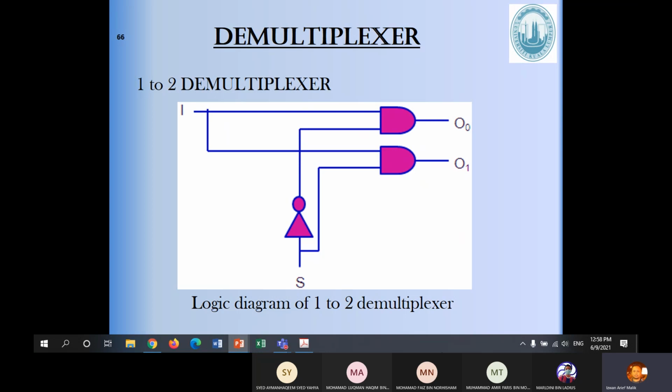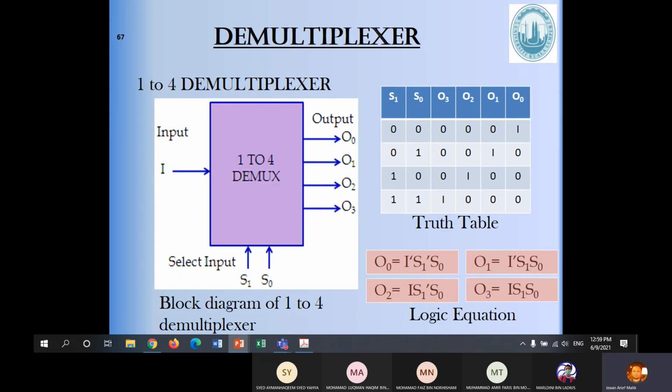Okay, so basically macam itulah cara you lukis logic diagram dengan workflow. Okay, 1 to 4 demarks. So you have 4 outputs. You have selector 2 lah, S1 dengan S0, output out 0, out 1, out 2, out 3, input I. So this is the block diagram, this is the truth table.